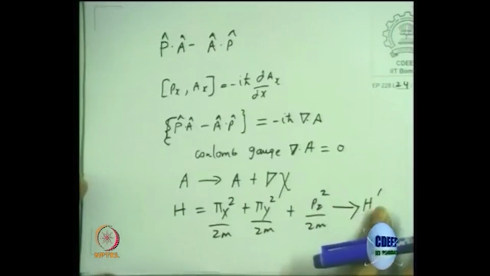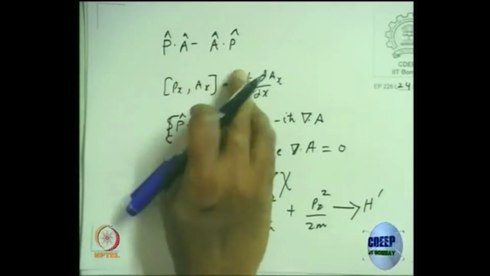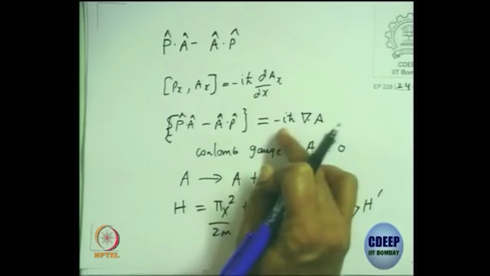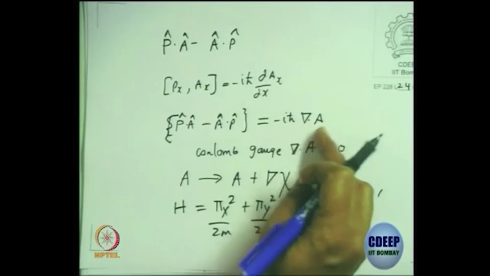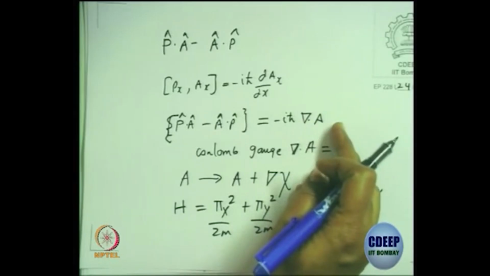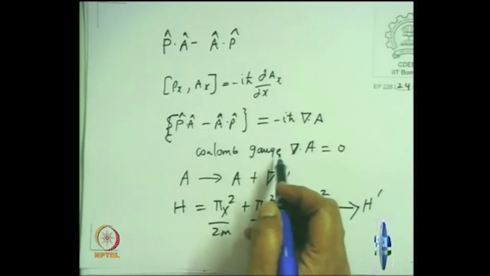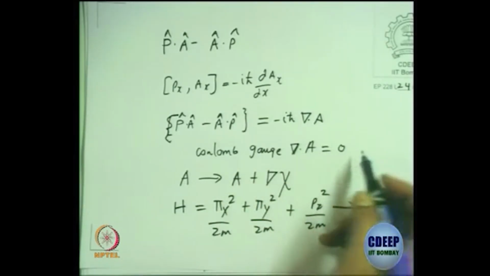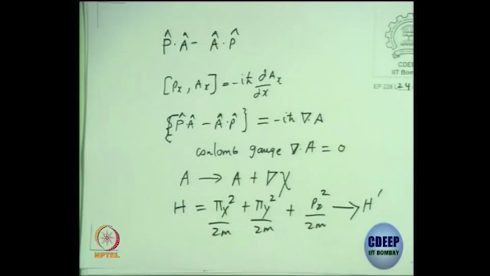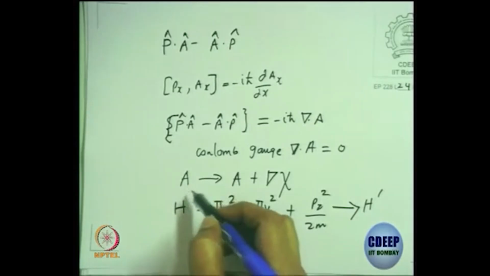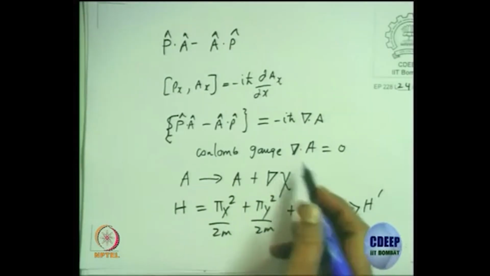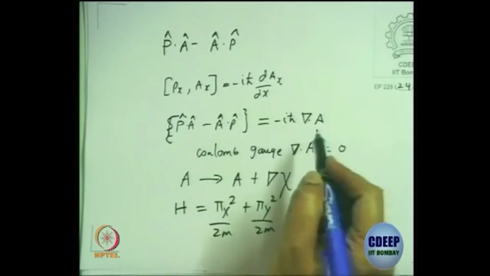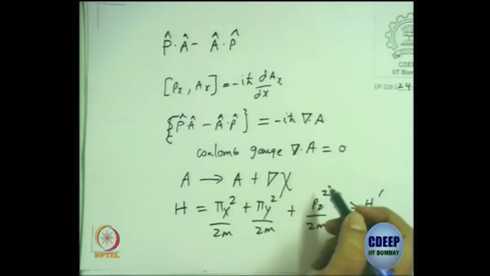Similarly, P dot A minus A dot P, with Px and Ax, is del by del x of Ax, and P dot A minus A dot P is nothing but minus iħ times the divergence of A, or del dot A. We can choose a gauge known as the Coulomb gauge, where del dot A is 0. Recall that the vector potential can be changed by a gauge transformation by the gradient of chi, but this will not affect the magnetic field, which will remain the same under this gauge transformation.